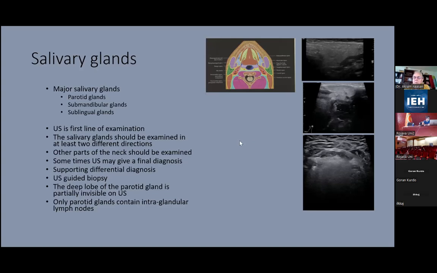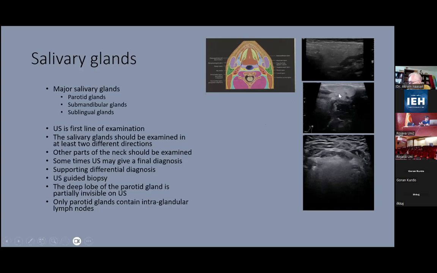The one negative thing in the ultrasound of the parotid gland is that the deep lobe is partially invisible. You cannot see all of the deep lobe, the whole of the deep lobe. And we have to know that only in the parotid gland can we see lymph nodes, not in the submandibular or sublingual.